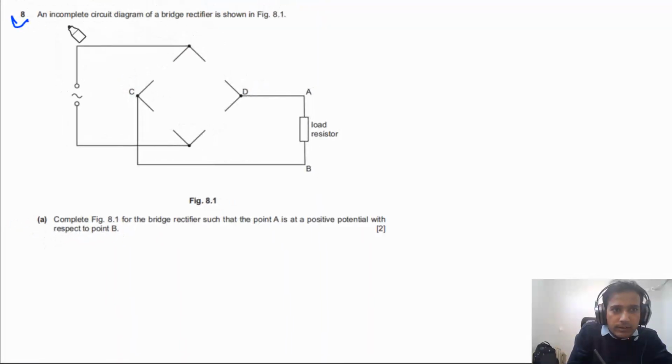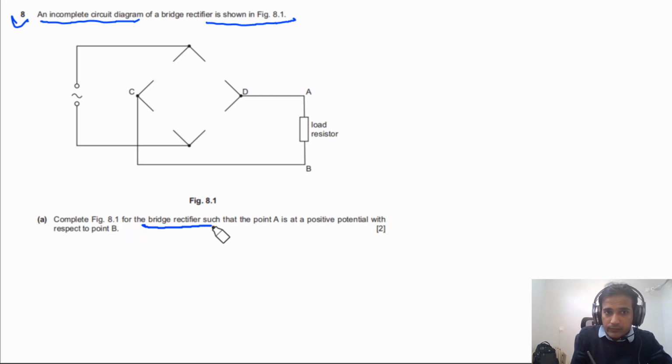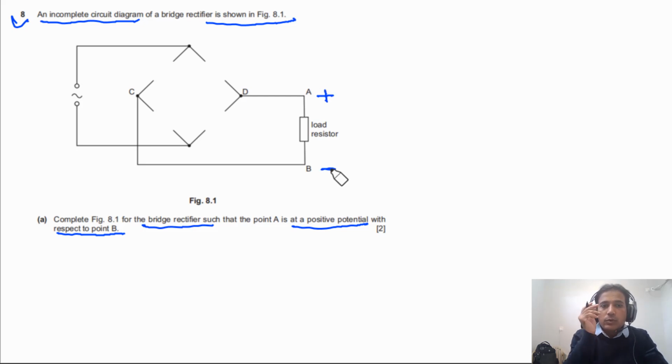Question 8 says, an incomplete circuit diagram of a bridge rectifier is shown in figure 8.1. Complete figure 8.1 for the bridge rectifier such that the point A is set at positive potential with respect to point B. So this one has to be positive, this one has to be negative. So how can we draw the diodes? We need to draw the 4 diodes.